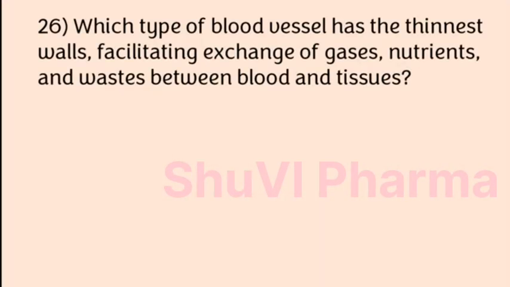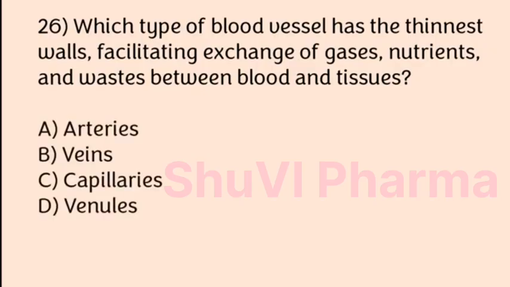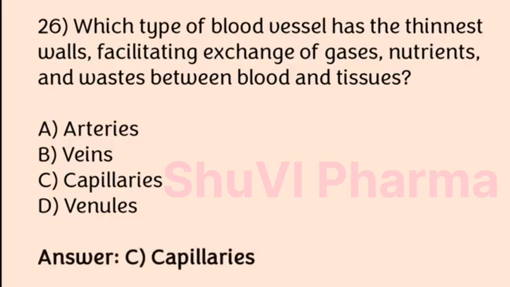Which type of blood vessel has the thinnest wall, facilitating exchange of gases, nutrients and waste between blood and tissues? Arteries, veins, capillaries, venules. The correct answer is option C. Capillaries.